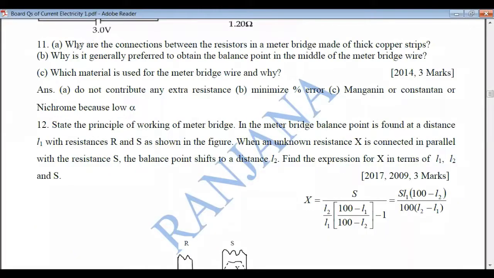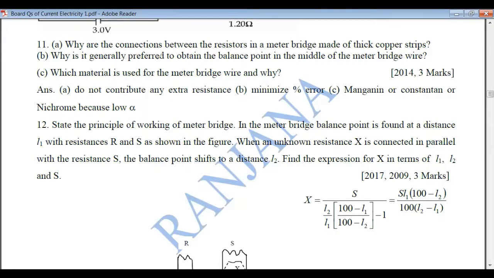Question number 11. Why are the connections between the resistors in a meter bridge made up of thick copper strips? Thick copper strips means the area will be large and the resistance will be negligible, so that these thick copper strips do not contribute any extra resistance.